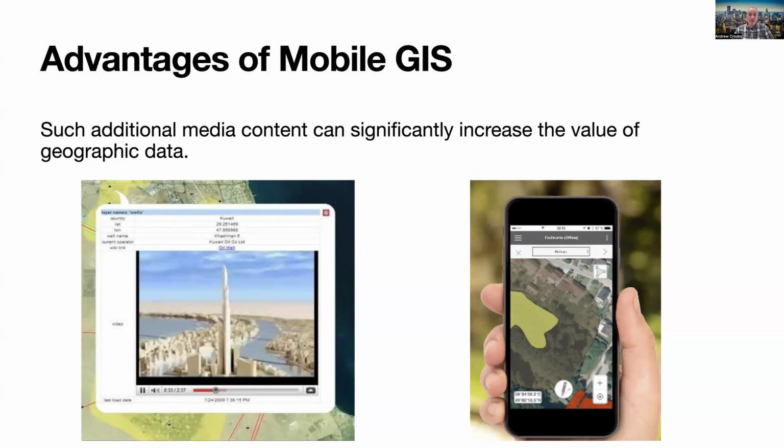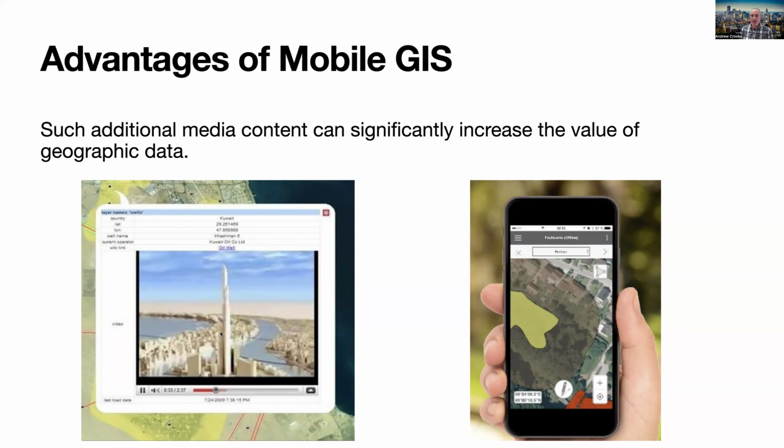The other side is, adding additional media content can increase the value of geographical data. So, for example, if I was building a new skyscraper, I might want to say, where am I now? And could I see where this skyscraper is going to be? So simple view shed analysis, as I'm walking around, you can therefore visualize what that might look like.